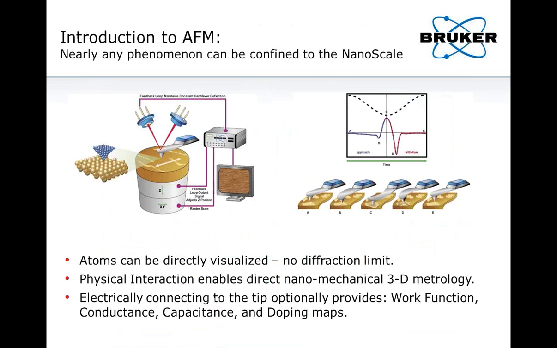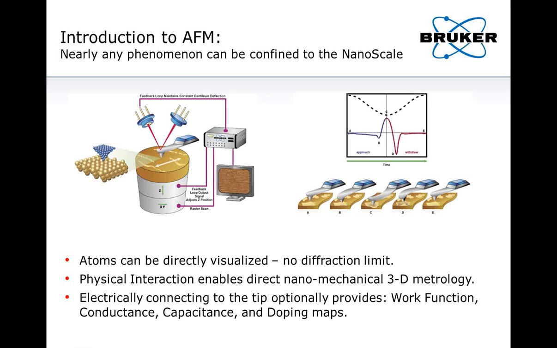Now let's talk about AFM. The beauty of an AFM is that nearly any phenomenon that you can find can be somehow transferred and confined to the nanoscale when you use an AFM. And of course, the classic example is that you can image atoms directly, because there simply is no diffraction limit as in other techniques. It works in a quite simple way.